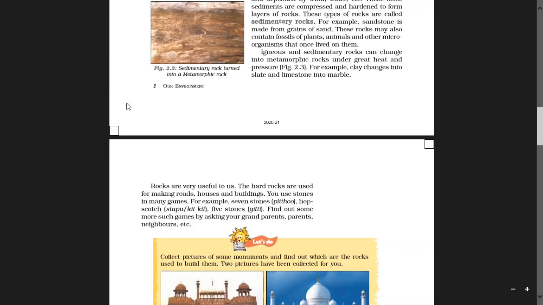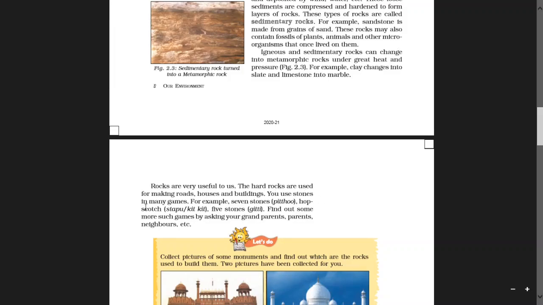Rocks are very useful to us, boys. The hard rocks are used for making roads, houses, and buildings.